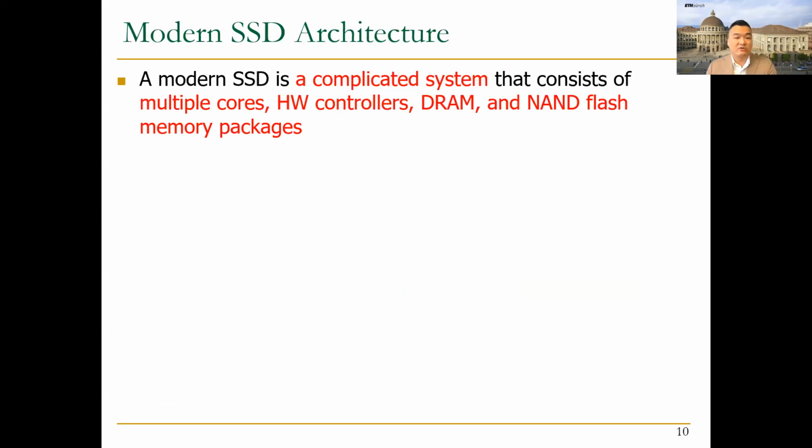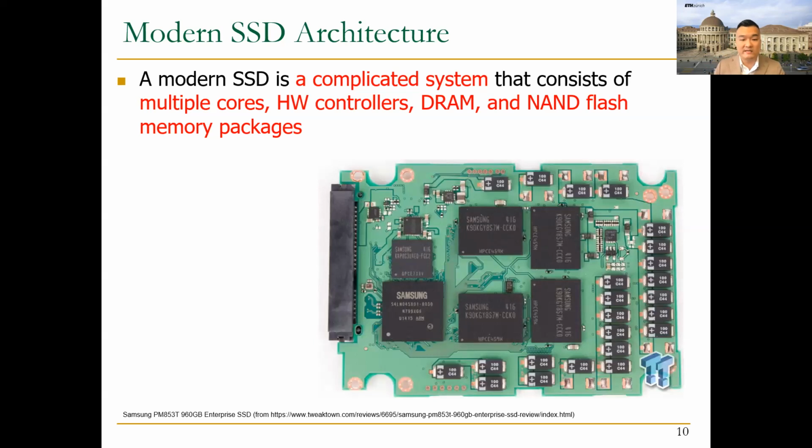So let me introduce a brief but a little more detailed background on our topics. A modern SSD is quite a complicated embedded system that consists of multiple cores, hardware controllers, DRAM, and multiple NAND flash packages. So this is a top view of a PCB of a Samsung SSD for enterprise servers, which has about 960 GB capacity. You can see 4 NAND flash packages there, but in fact, there are other 4 packages at the bottom side of the PCB. So each package has a 128 GB capacity.